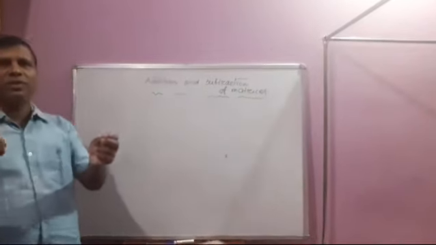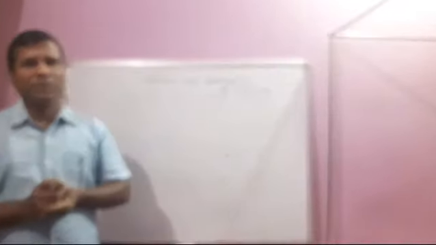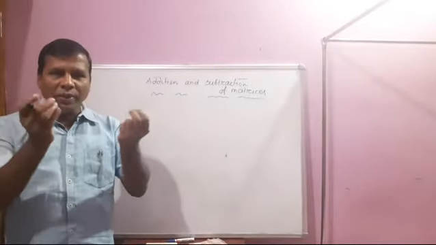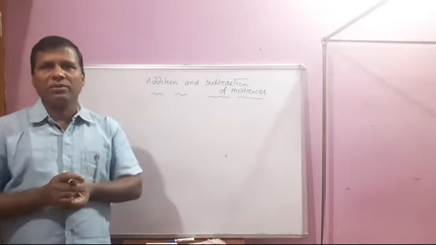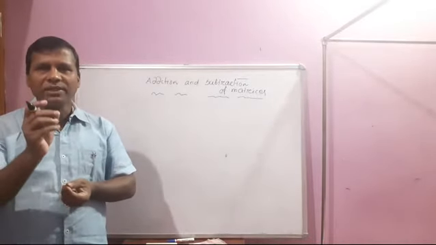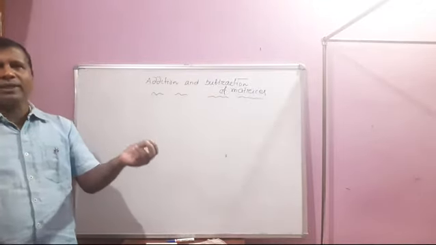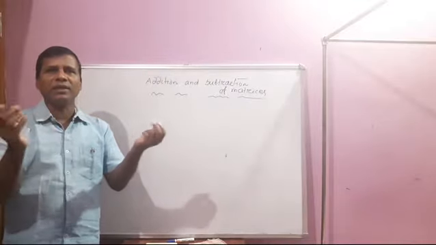In which case can two matrices be added to each other? Only if the two matrices are of the same order can they be added to each other. If the two matrices are of different orders, we cannot add them at all.